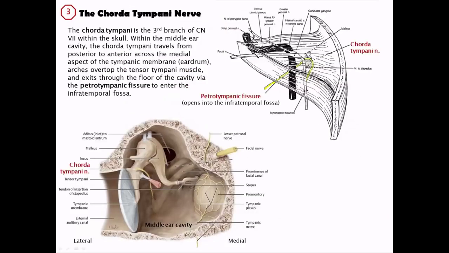The third intracranial branch of the facial nerve is the chorda tympani nerve. It branches from the facial nerve just proximal to the stylomastoid foramen. The chorda tympani travels through the middle ear cavity and exits the floor of the cranium through the petrotympanic fissure. Upon exiting the petrotympanic fissure, it enters into the infratemporal fossa.